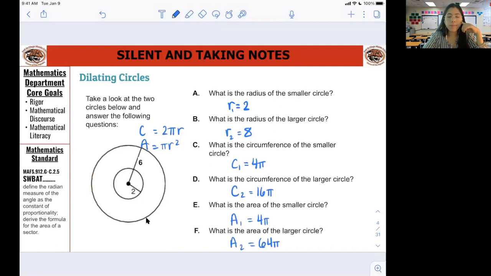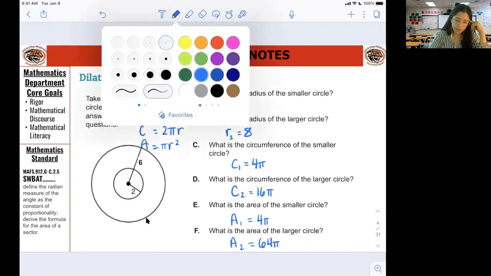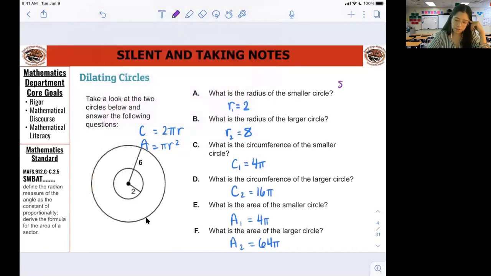Okay, so I've got both of the radii, both of the circumferences, and both of the areas. Now I want to see what the scale factor is for each of these. For the radius of these two circles, what's the scale factor?